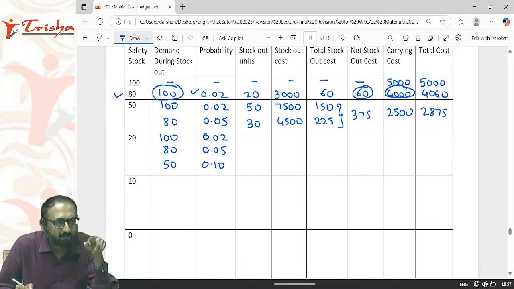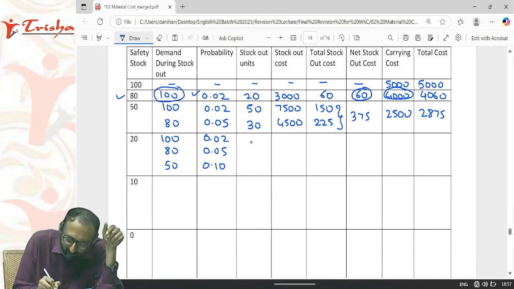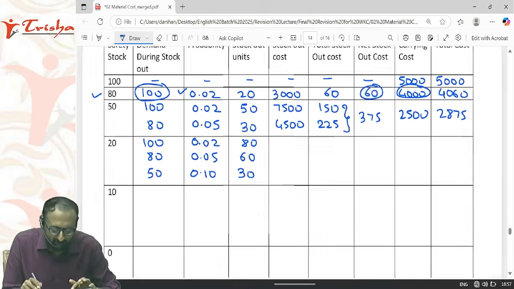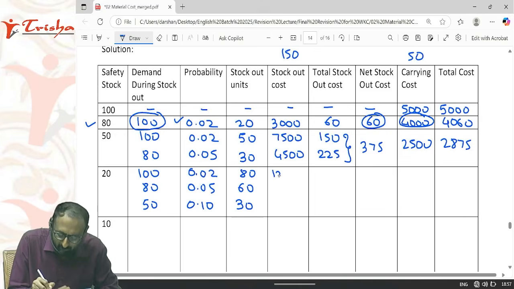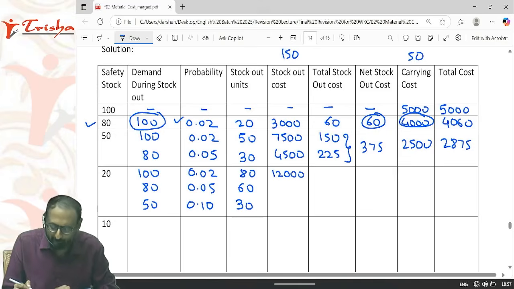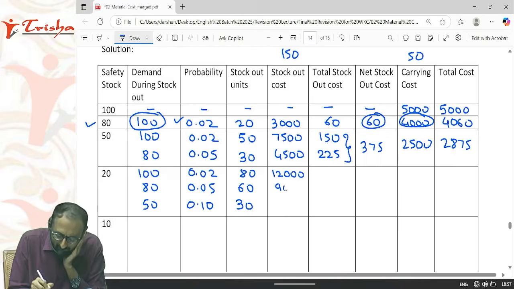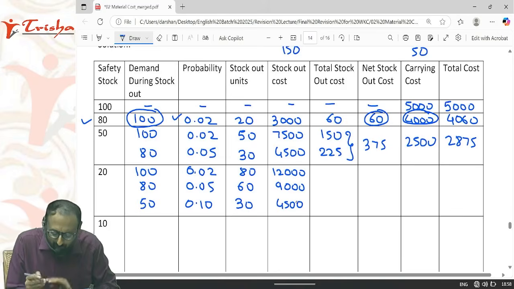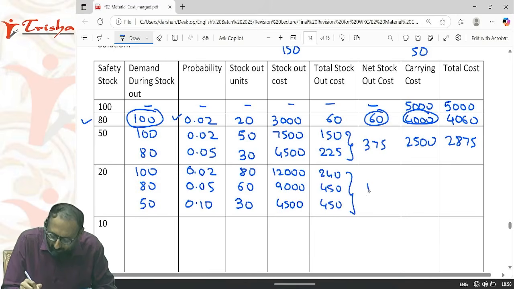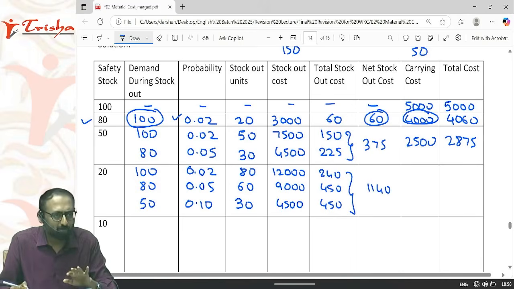Tell me how much quantity I'll be in a stock out. Demand 100, safety stock 20. Is it 80? Then 60. Then 30. Multiply with 150. 150 multiplied by 80. Is it 12,000? Correct? 60 multiplied by 150. Is it 9,000? And is it 4,500? Multiply with the probability: 240, 450, again 450. What will be my total? Is it 1,140?